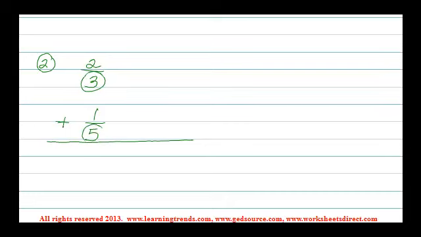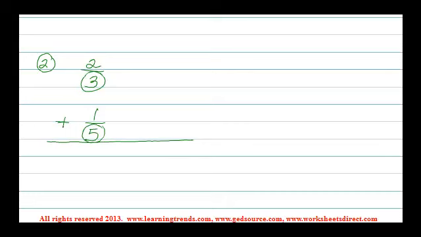Let's take a look at a second example. In our second example, let's look at adding 2/3 plus 1/5. Again, we're going to follow the different steps, and the first step is to look at the denominators and see whether or not they are the same. And again, they are not. We have a 3 and a 5.